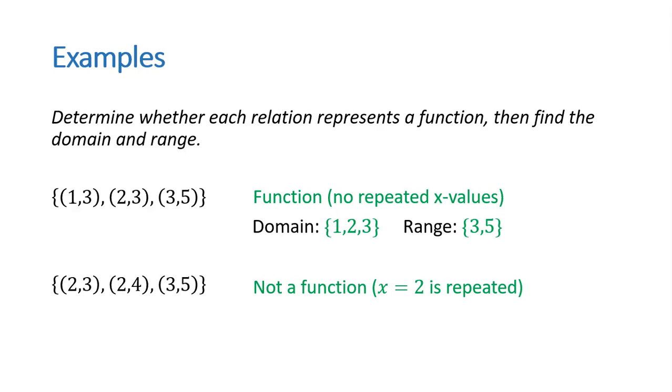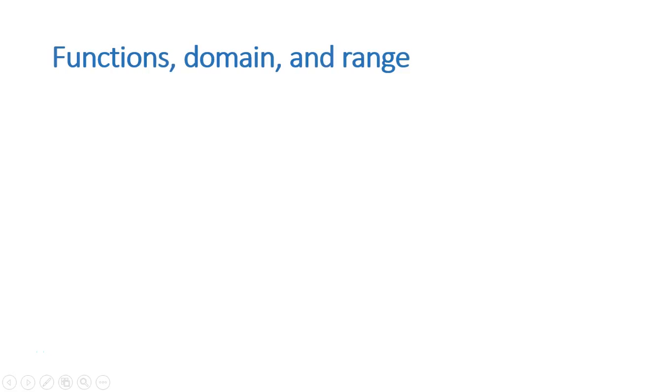However, this is a relation, so we can still talk about domain and range. Domain is the set of all x values. Range is the set of all y values. Because there's a repeat in the domain, we only write the repeated value once. Anything that can be written in terms of ordered pairs can also be used to generate a graph.